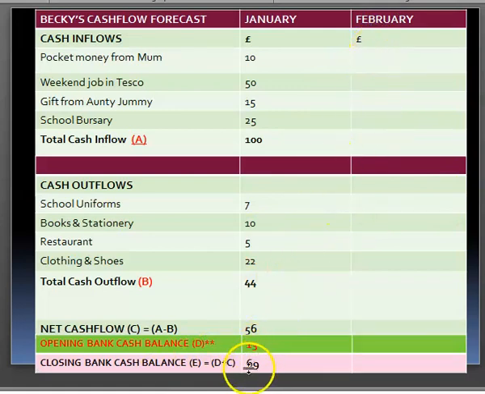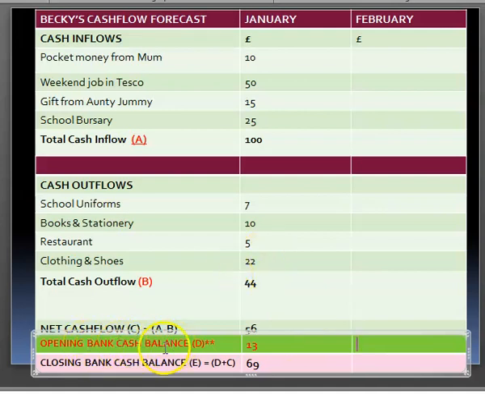So what we have now is, for next month, this closing bank cash balance is going to become your opening bank cash balance for next month, February. So you're going to put this £69 here, because that is how much you have now in your account for January. So it's going to be your opening balance.